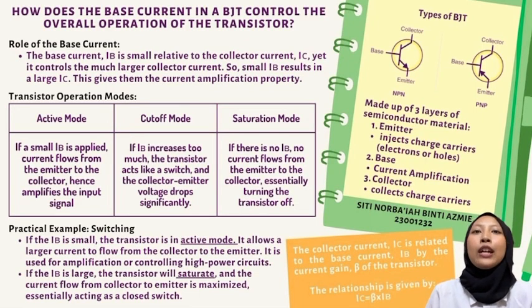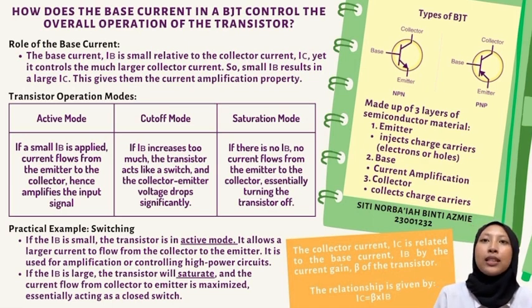Hi everyone, today I will be explaining how the base current in a bipolar junction transistor, or BJT, controls its operation. This is essential to understand how BJTs function as amplifiers or switches in electronic circuits.